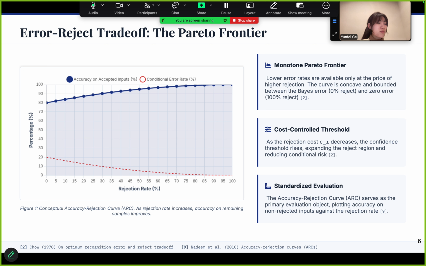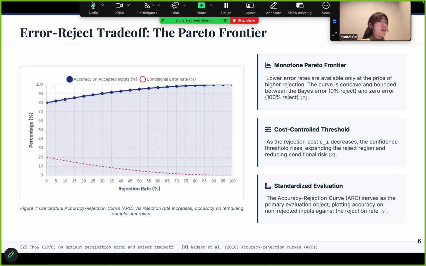The curve goes from the Bayes error rate at zero rejection, meaning that you classify everything, down to zero error when you reject everything. The shape is concave. And as C to R decreases, the confidence threshold rises, the reject region expands, and the error rate on classified inputs goes down. You are being pickier about what you classify.